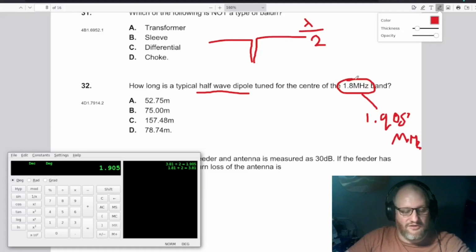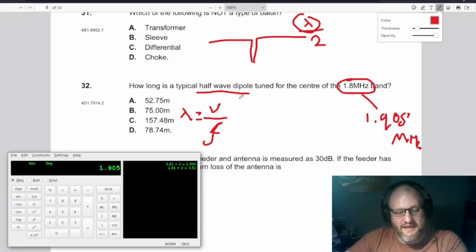So the next thing we want to figure out is our wavelength lambda, and we may recall that the wavelength lambda is equal to the velocity of the radio wave divided by the frequency. And the number we commonly use for V here is the velocity of a radio wave in free space, which is 300 million meters per second, give or take.